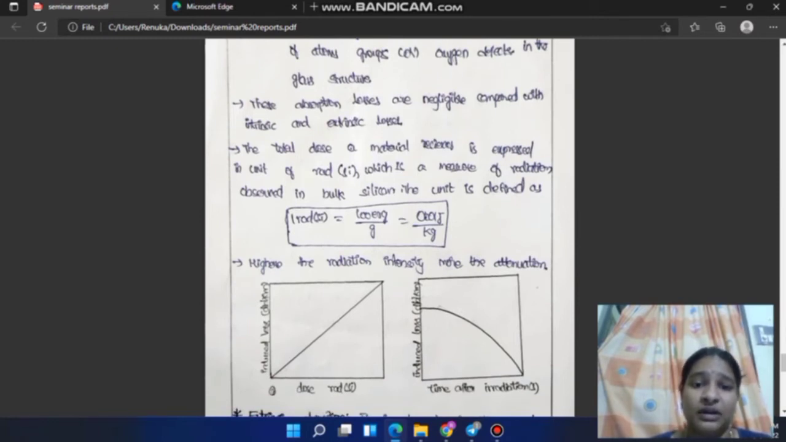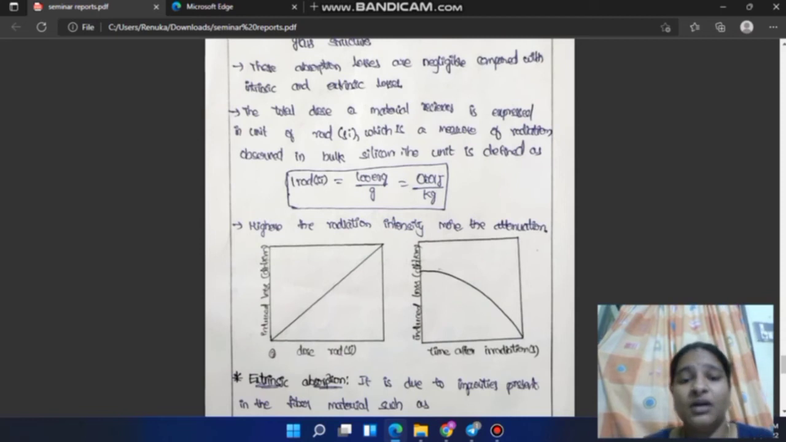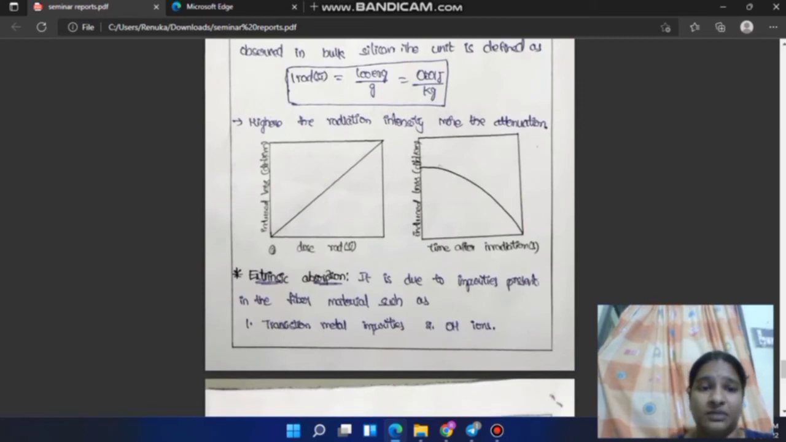The total dose a material receives is expressed in units of rad (silicon), which is a measure of radiation absorbed in bulk silicon. The unit is defined as 1 rad (silicon) equals 100 ergs per gram, or 0.01 joules per kilogram. The higher the radiation intensity, the more the attenuation. Here is the graph of induced loss versus dose in radiation of silicon, and the induced loss versus time after irradiation.